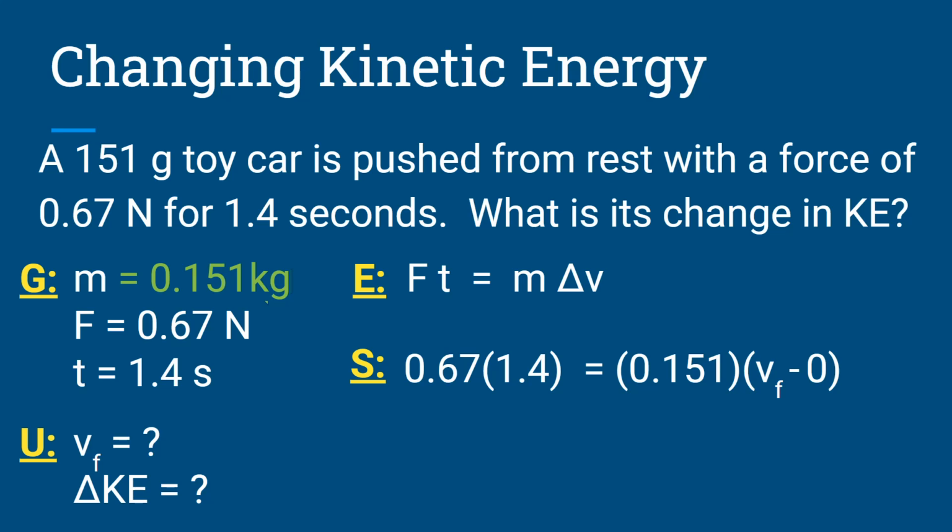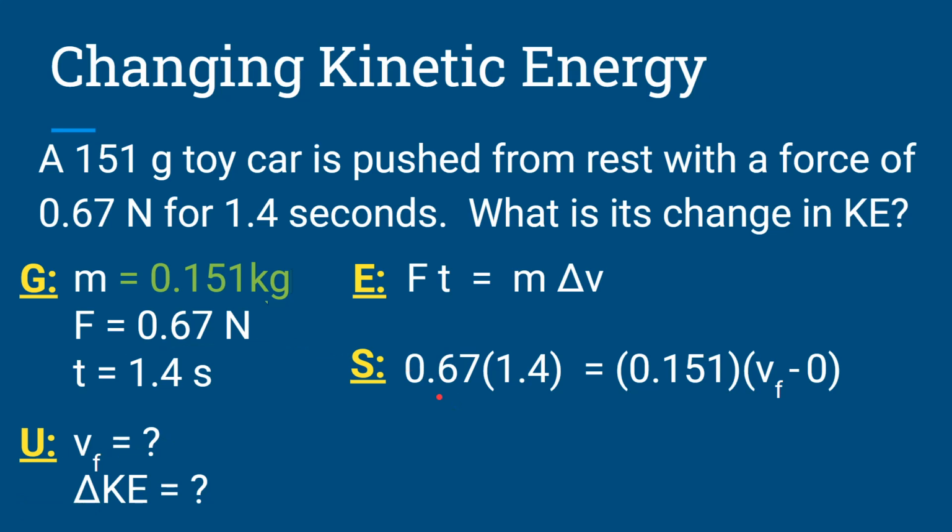When I substitute in, it looks like this. Again, anytime you're looking for VF or VI, you can find it with a kinematic equation, if you happen to have that information, or with anything that has delta V in it, assuming you know one of the velocities. And since it started from rest, I do know the initial. Okay, and so this is my substitution step.